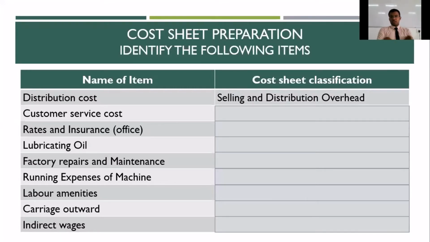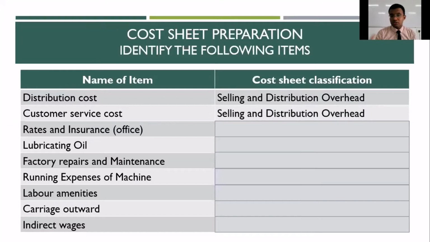Customer service cost. Now, what is meant by customer service? In the case of certain products, it can so happen that you may have to provide them with some after-sales service. You may have to have a customer service number, a group of representatives there. Any issues, any problems that they are facing, they should be able to troubleshoot and all that. So basically, this is something that is a part of your selling and distribution overhead.